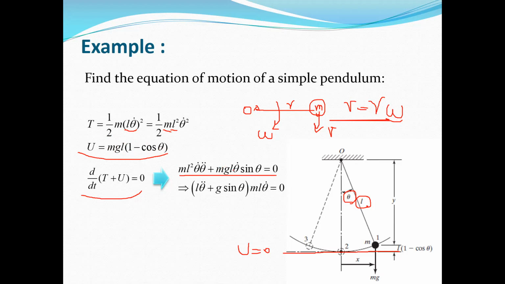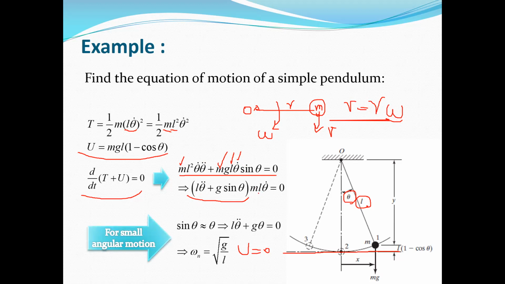We can again factor the common parts: m in both terms, L in both terms, and also theta dot. So the term in the parentheses must be equal to 0, which is L theta double dot plus g sine theta equals 0.